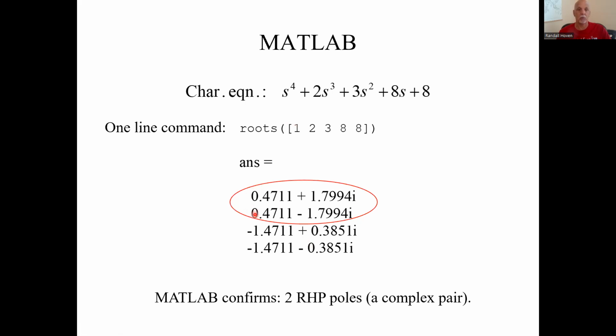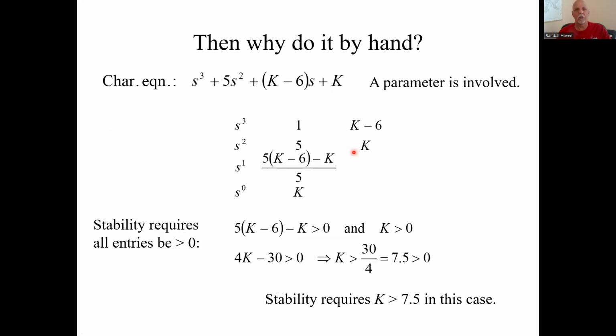You'll see that this one has two pairs of complex conjugate roots, poles. This pair, the real part is positive, so those are the ones in the right half plane. This pair, they're good. The real part's negative, so they're in the left half plane. So MATLAB did quickly what took us some time using Routh-Hurwitz. So why do it by hand?